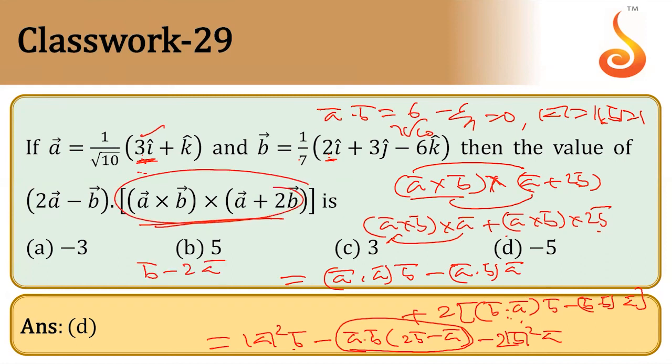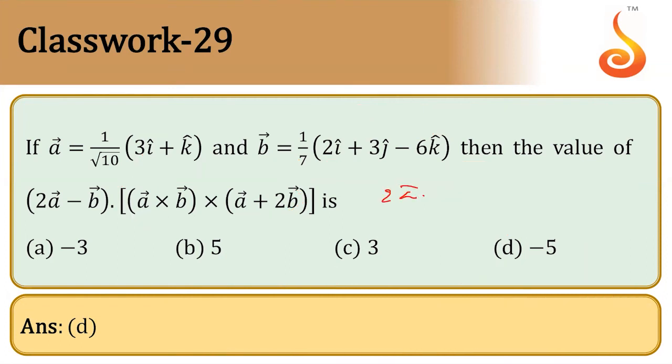The entire value, because A dot B is 0, modulus A is 1, modulus B is also 1. Now the entire bracket will be B minus 2A. Now, what does it mean here? 2A minus B dot B minus 2A. Now again take the dot product. This with this, the 0 only comes.